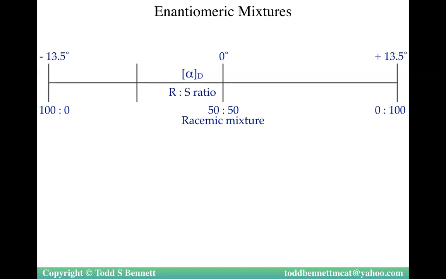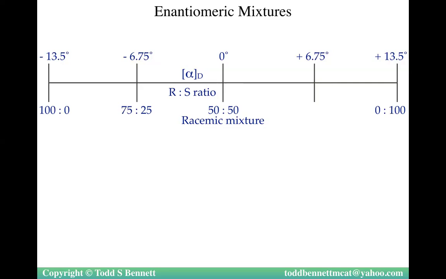So if you had something around here, then I know it's going to be more R than S. Maybe that's 75-25, a 3-to-1 ratio of R to S. If I have that, then the optical rotation is going to be a linear, weighted average of the two. So half of this, 6.75, so it might be negative 6.75. And equally, if I went to the other side, when I had a 25-75, then it'd be positive 6.75. So from this number, you can get the purity ratio.